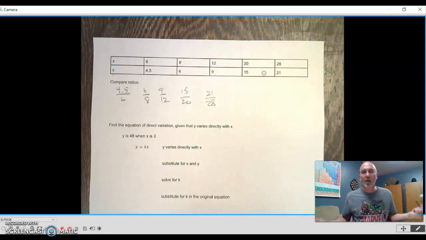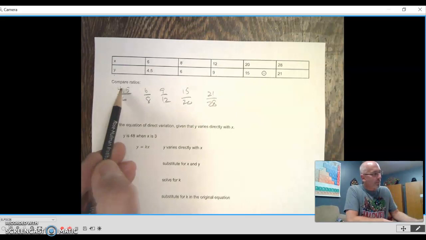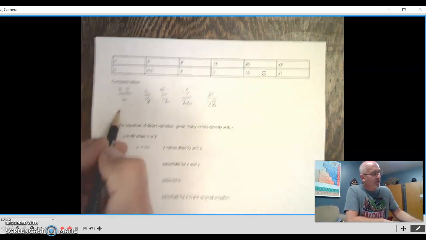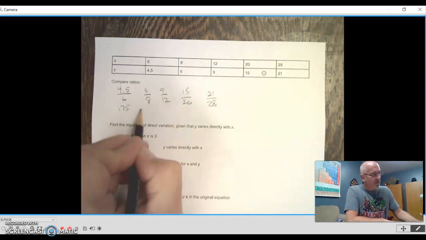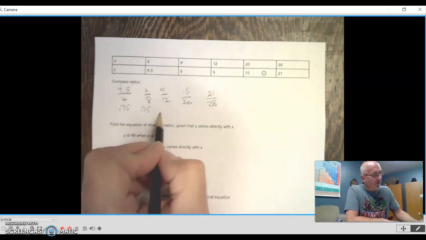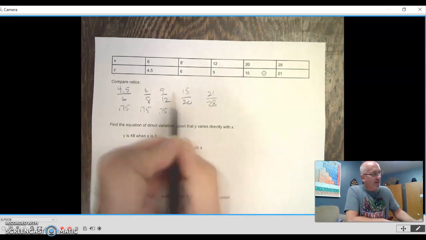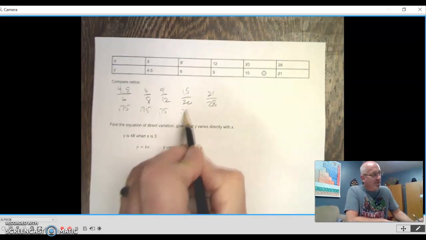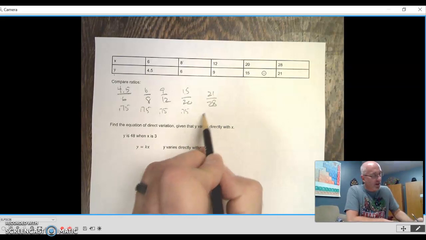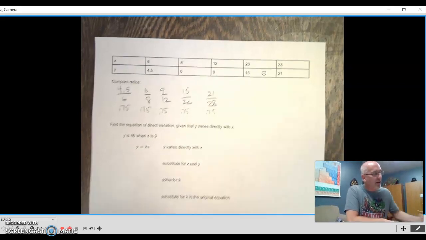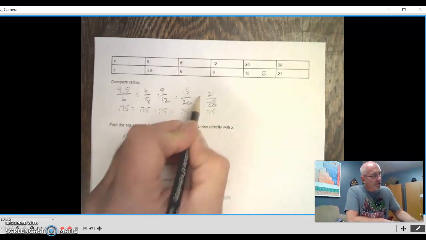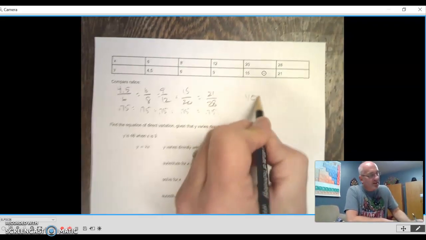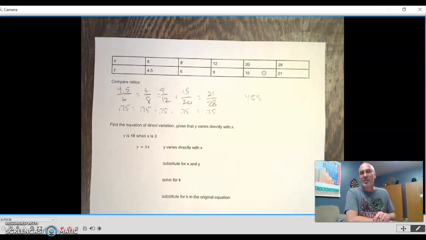decimal. Now I went ahead and I looked at the decimal method to do it first. And I found out that 4.5 over 6 is 0.75. 6 over 8 is 0.75. 9 over 12 is 0.75. 15 over 20 is 0.75. 21 over 28 is 0.75. So since all of these are equal, all of these proportions are equal, therefore, yes, this is direct variation.